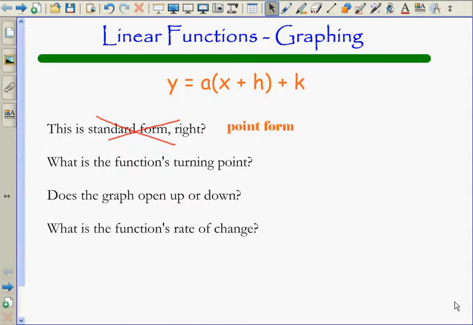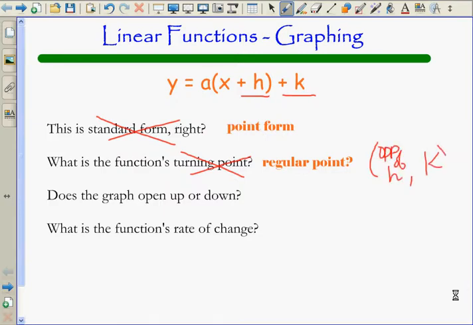And the reason why is in an absolute value in standard form, we were always asking, what's the function's turning point? Well, it's a line, so it doesn't turn. It always goes up or it always goes down. So it doesn't have a turning point, but it does still have a regular point when we look at that equation. We are still going to be looking at our h and our k, and our regular point is still going to be opposite of h, comma, k. So it's just a little bit different.